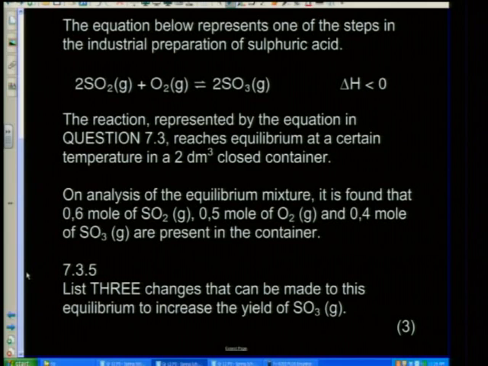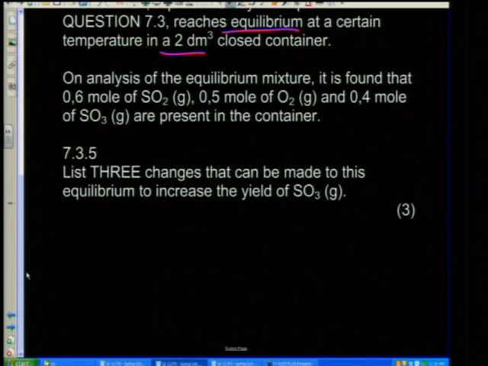It says, the reaction represented by the equation reaches equilibrium at a certain temperature in a 2 decimeter cubed closed container. On analysis, the equilibrium mixture is found to have 0,6 moles of SO2, 0,5 moles of O2, and 0,4 moles of SO3 in the container. List 3 changes that can be made to this equilibrium to increase the yield. We want to increase the yield of SO3.